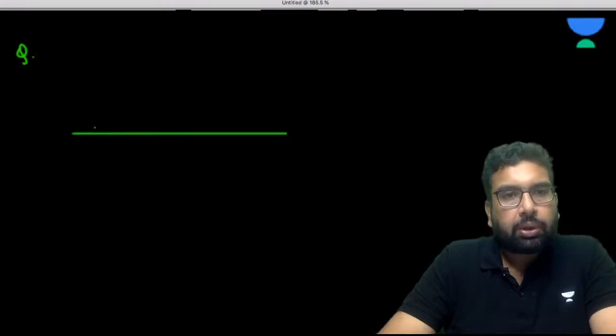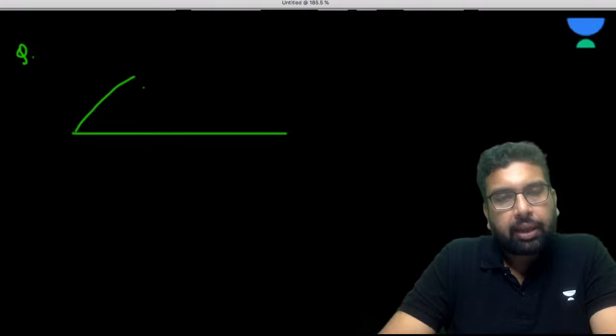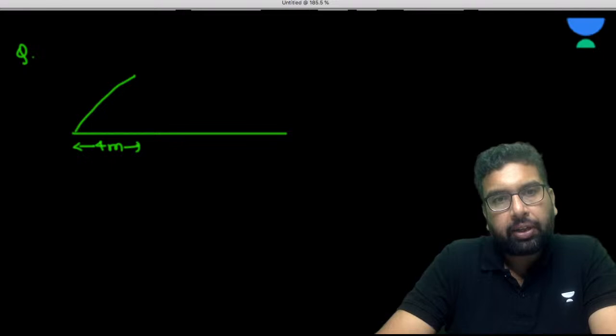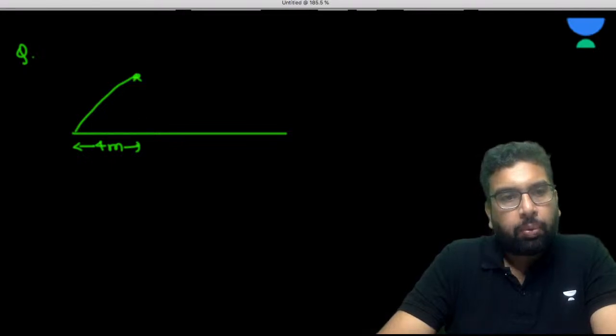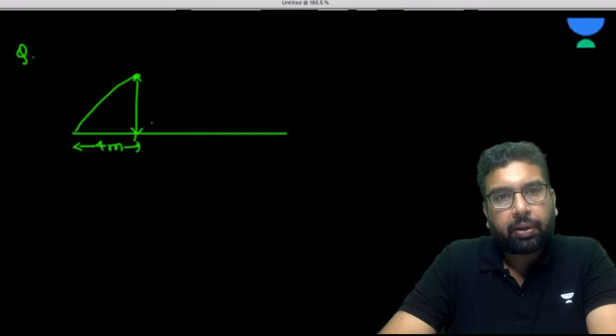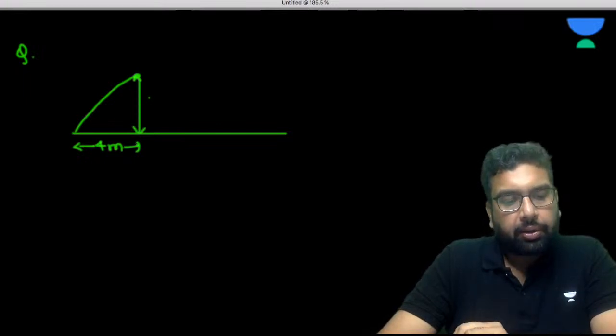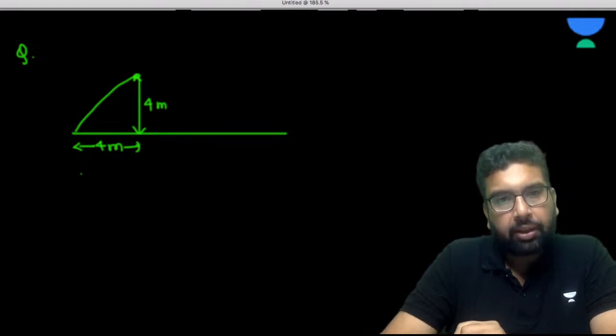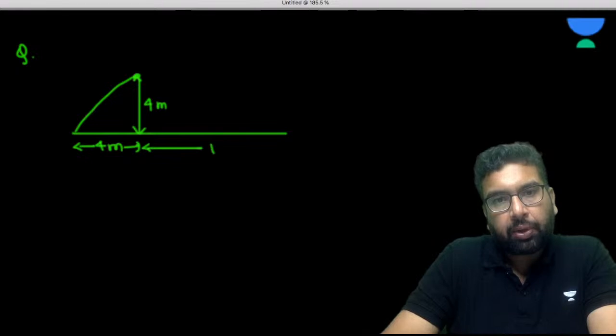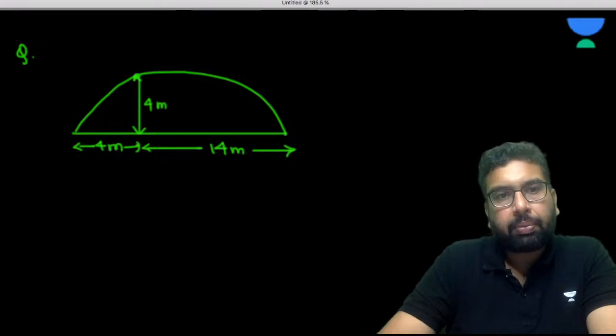Let's suppose a projectile, a ball is thrown like this, and after covering 4 meters horizontal distance, it reaches a vertical point that is 4 meter. That is this 4 meter, and afterwards the range is 14 meter, let's suppose. So now you are supposed to find this theta. Sometimes they make a question like this.